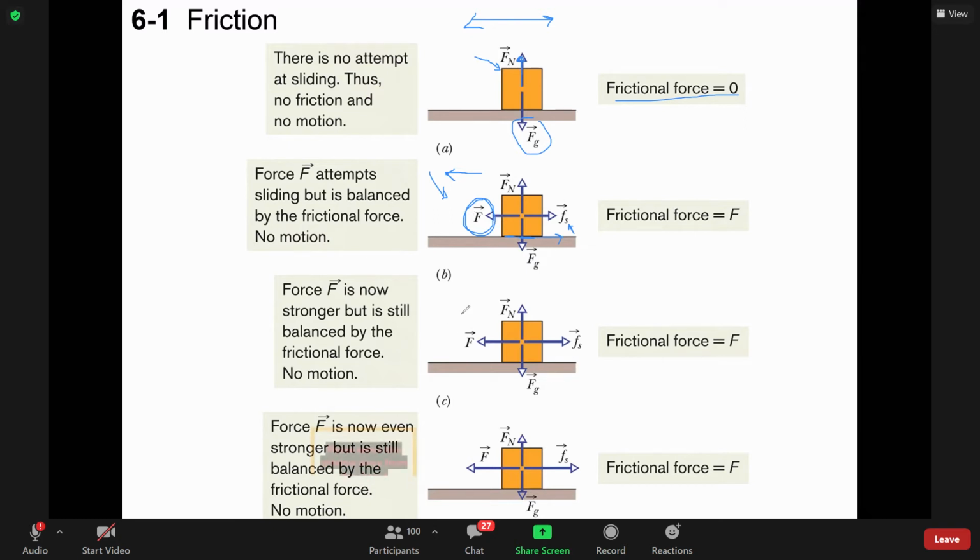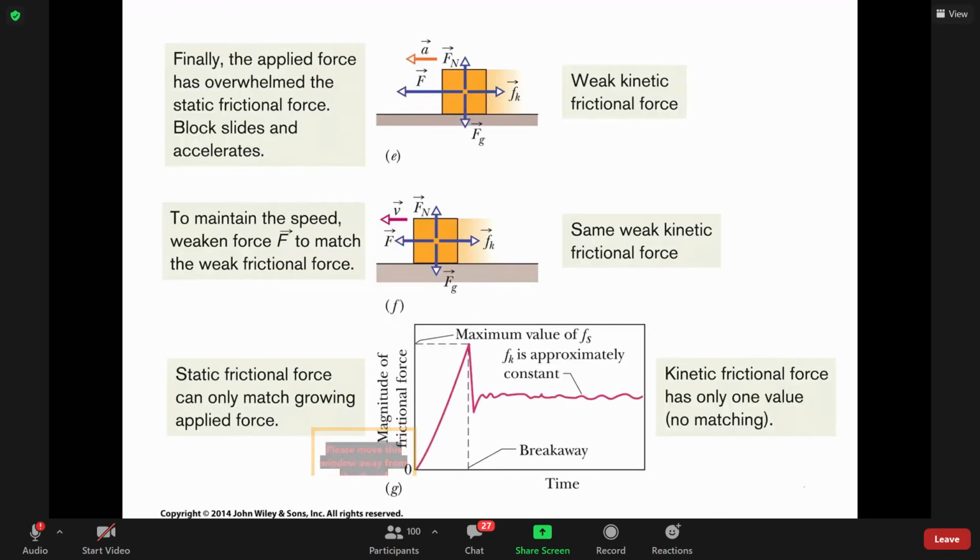Notice here, if we increase the force, for example 2, 3 babies, static will oppose it, and still they are equal and opposite. So the object in this case did not move. If you put 4 babies, the static frictional force will be 4 Newton. So still did not move, okay? Bear with me. Still did not move. Until now we call it static.